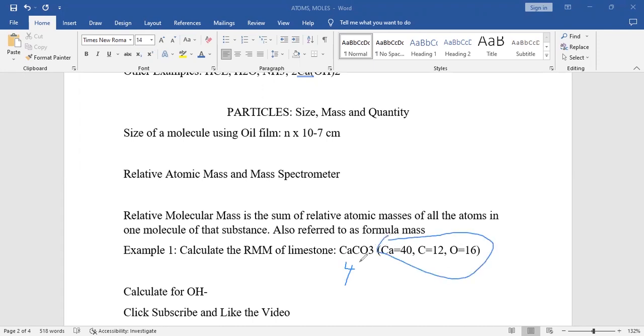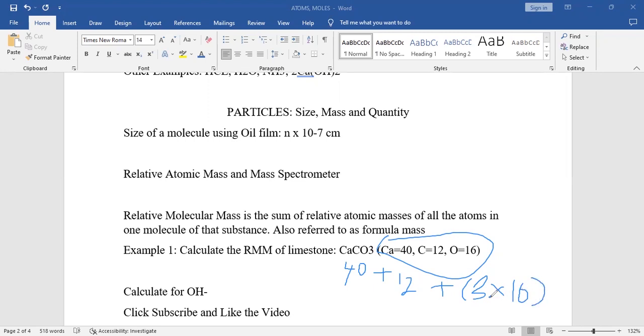So you add up 40, right? Plus carbon is 12, then plus oxygen in 3 places. That's plus 3 times 16. I wish I could be faster. 3 times 16. So if you add this all together, you will get the relative molecular mass of the substance.